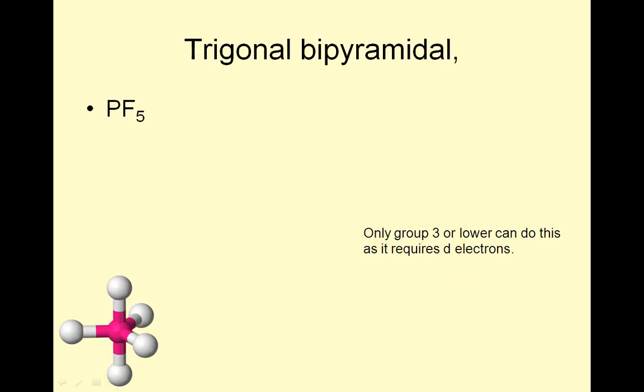Trigonal bipyramidal. Only group three or lower can do this, as it requires d electrons. So phosphorus, if you'll notice, is in the second, I'm sorry, it's in the third period. Oh, I just misspelled third. Third period, and it is in the fifth, 5A, 15 column, so it has 5 valence electrons. 1, 2, 3, 4, 5. Fluorine, I have 5 fluorines. Each fluorine has 7.